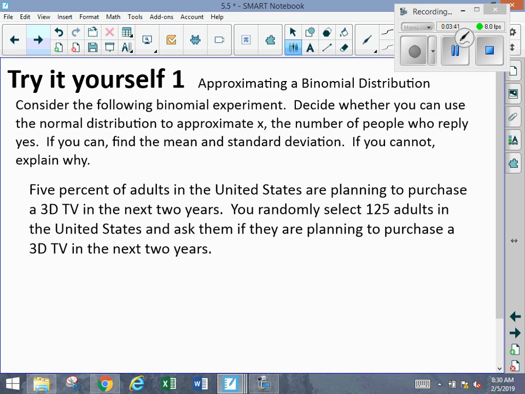All right, so first of all, if we want to decide if we can use the normal distribution, then it's got to be true that n times p is greater than... Are they using greater than or equal to 5? I just want to make sure that I'm doing this the way your textbook does it.